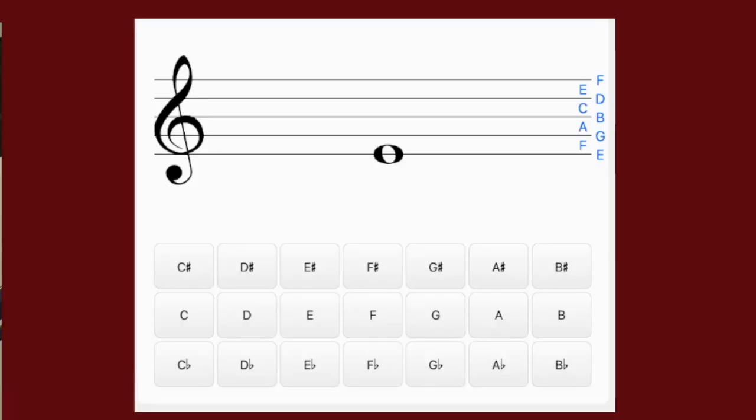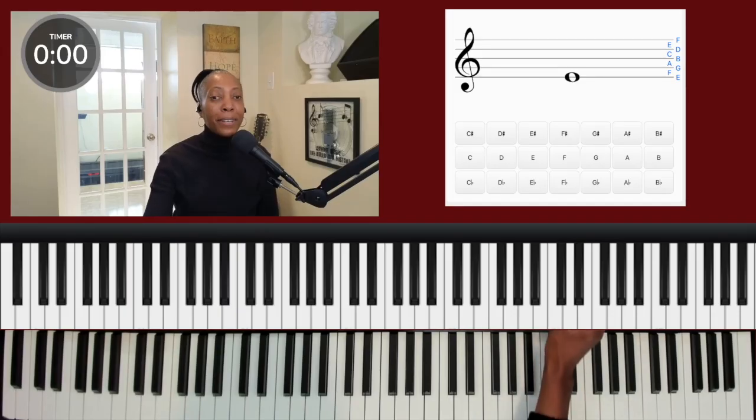Okay. It's on the first line. First line. A few more seconds. Come on, you can do it. Okay, so that was kind of easy, right? Because these notes are on the staff, right? We don't have ledger lines here, but you should have said E, okay?